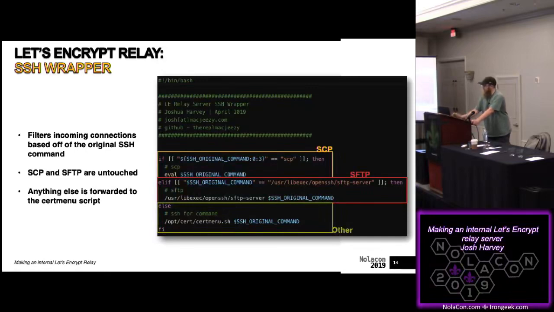And this was an easier way to restrict access and not make it really complicated. So as you can see, the SSH wrapper script allows any incoming SCP or SFTP connection and forwards it along to do what it needs to do, whether copying the certs down. If it doesn't see the SCP or SFTP command, we can see it's going to force the cert menu script to run. It's going to forward the original command along with it, and this is the one half that makes this whole process able to be automated while keeping it secure.